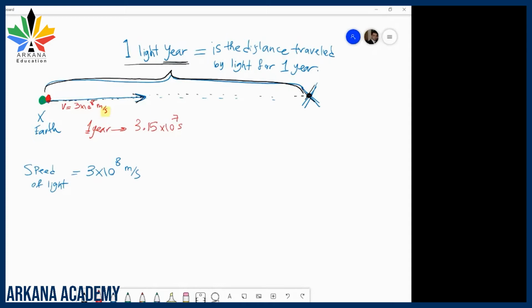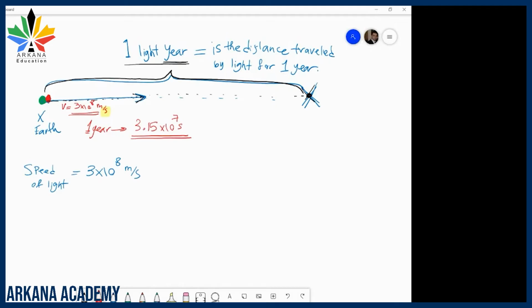If you calculate it with a different method, for example, if you say in 1 year there are 12 months, and then the number of days adds up to 365 days, then you multiply by 24 hours, then by 60 minutes, and then by 60 seconds, you get a number very close to this. So this is more accurate, 3.15 times 10 to the power of 7 seconds. So we know in 1 year there are this many seconds, a very large number. And we know that the velocity of light is also very large. It's 3 times 10 to the power of 8.